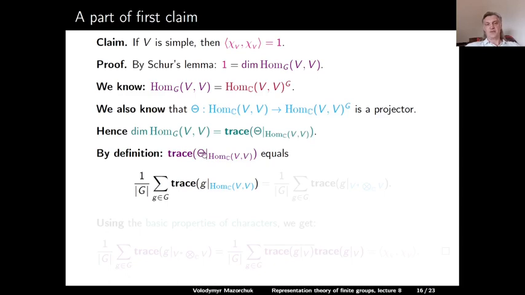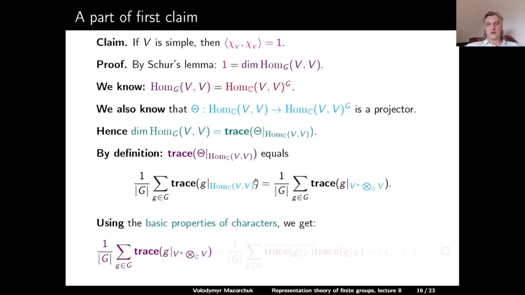So by the definition of the map theta, its trace is equal to 1 divided by the cardinality of G, this is linear, we can move it out, and then we have the sum over all g in G, trace of the element g acting on this module Hom_C(V, V). But we also know that the module Hom_C(V, V) is isomorphic to the module V star tensor_C V. So we get 1 divided by the cardinality of G, sum over all elements g in G, trace of the linear map g on the module V star tensor V.